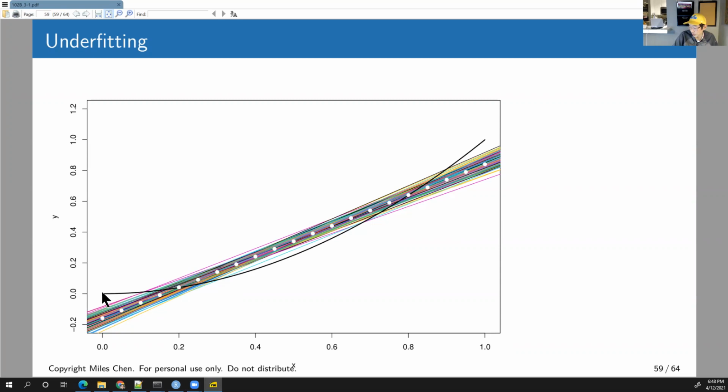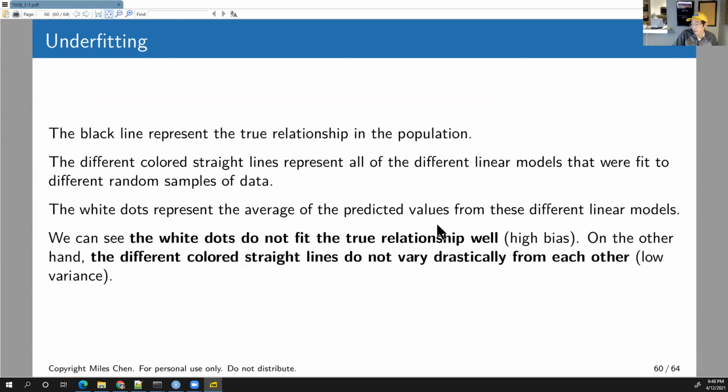The true value is right here. Now it's black, the true curve, and there's quite a bit of bias between this dot and the true predicted value. On the other hand, the white dots do not fit the true relationship well. That's high bias. The different colored straight lines do not vary drastically from each other. That's low variance. So the black line is the true relationship in the population. The different colored straight lines represent all of the different linear models that were fit, and the white dots represent the average of the predicted values from these different linear models.